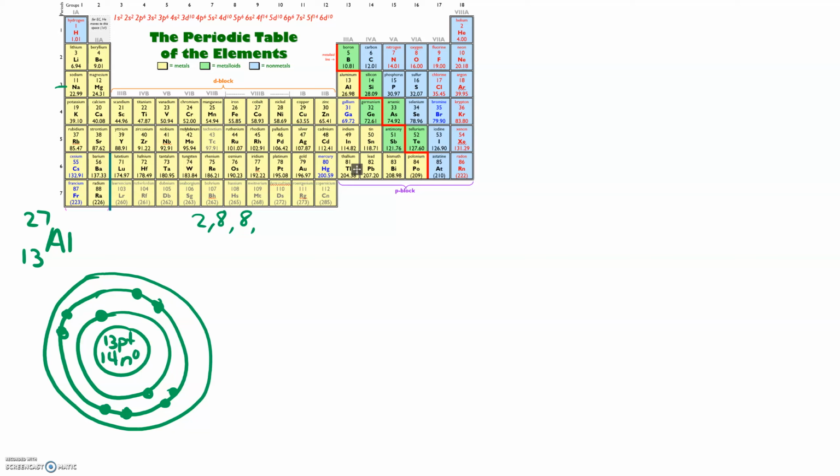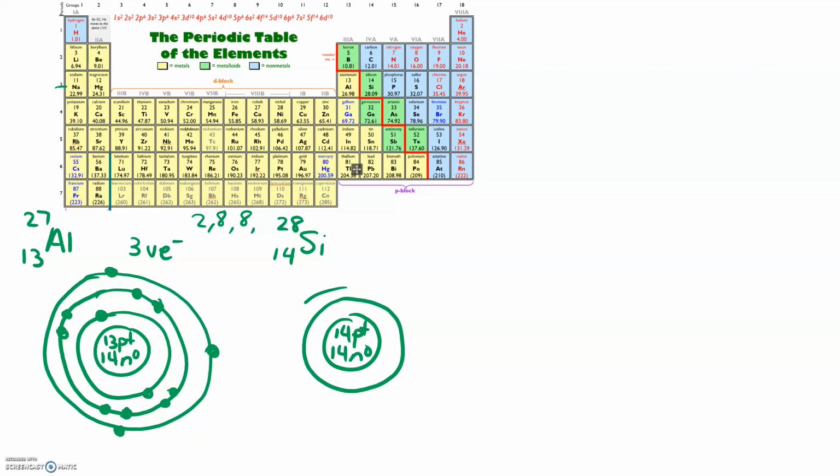So I have placed 10 electrons so far, and let's do 1, 2, 3, 13. The valence electron for aluminum is 3 valence electrons. Next one is the silicon. Silicon has 28 for the mass, 14 for the atomic number, 14 protons, and it's going to have 14 neutrons.